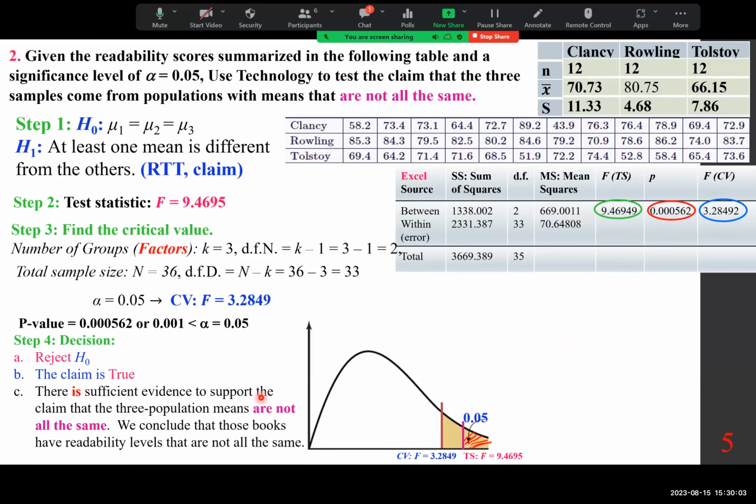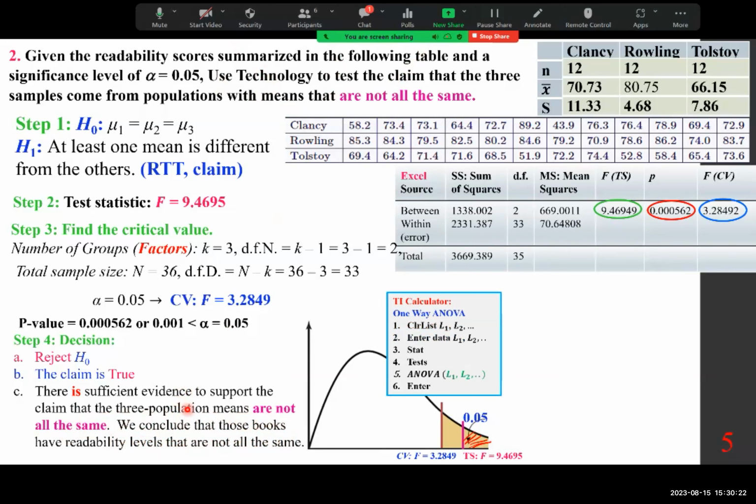There is sufficient evidence to support the claim that the three population means are not all the same. We conclude that those books have readability levels that are not all the same. So you just reword this for the third part, everybody. You reword this. I want to show you also the TI.